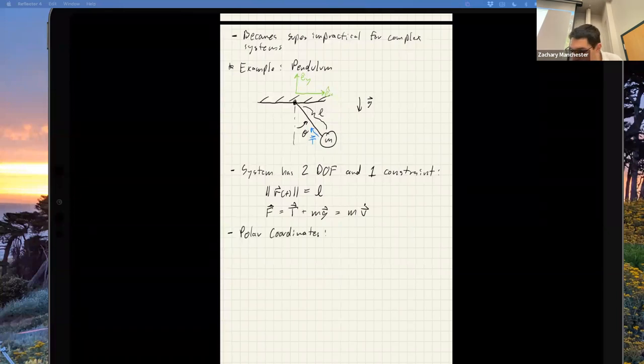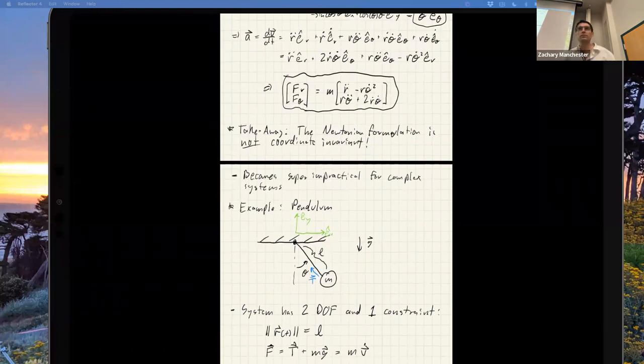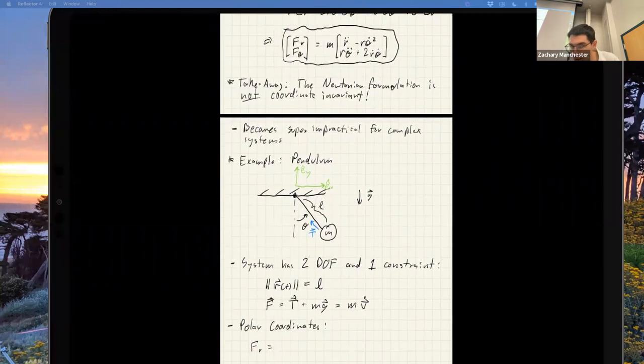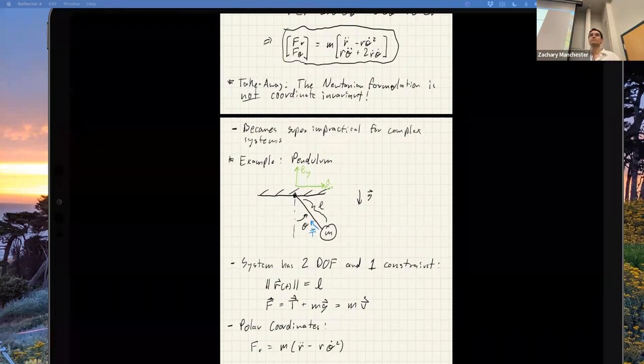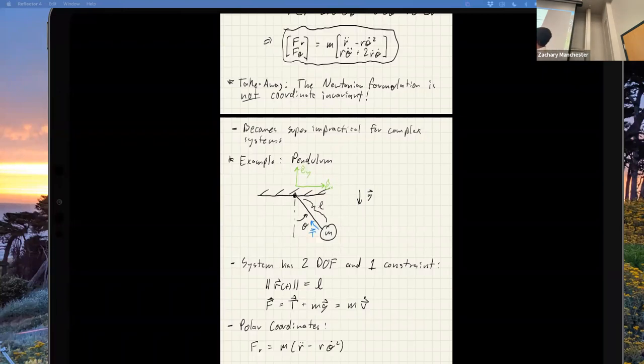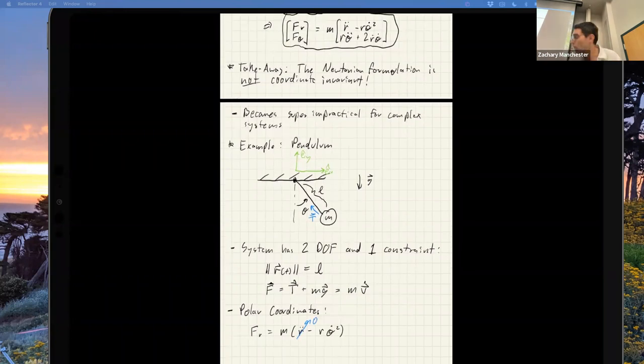So in polar coordinates, I can write down the radial stuff in components. If I go back over here, I'm going to plug into the F_R line from the polar coordinate stuff. So I get m(R double dot minus R theta dot squared). What's R double dot? Zero, right? Because I have that constraint. If I differentiate that, it's got to be zero. Okay, let's write down the theta equation. Also the R here, what's this R? L, right? It's a constant.